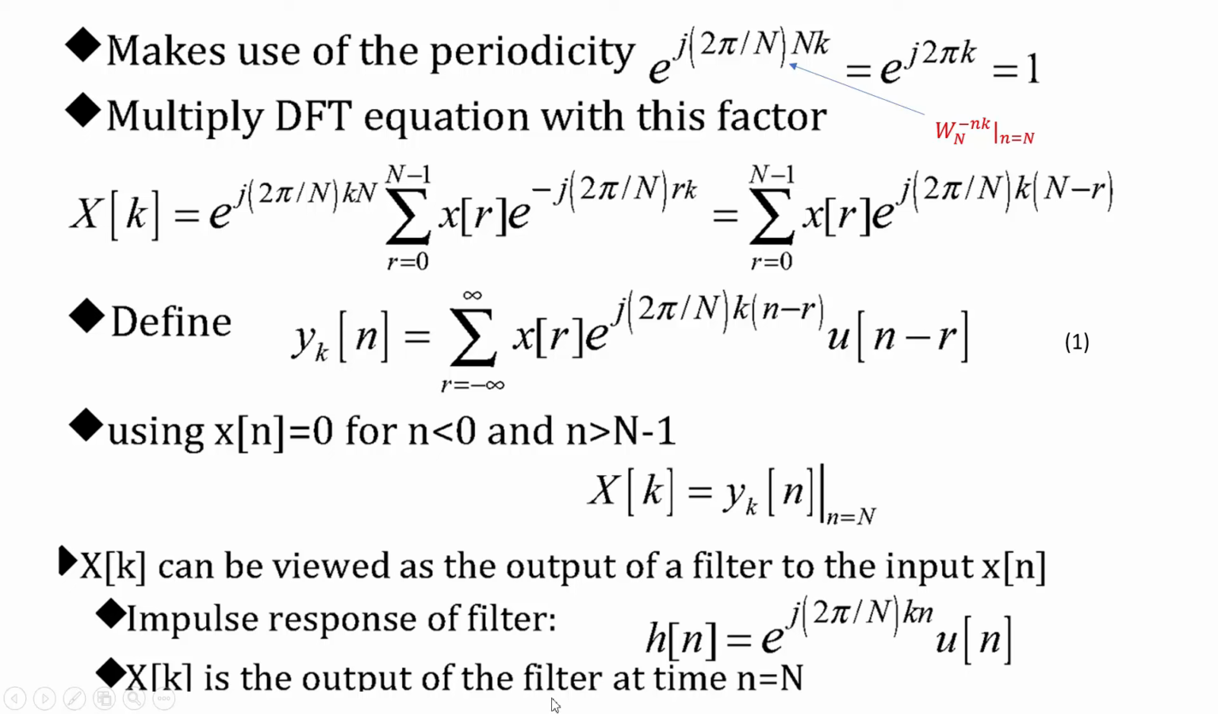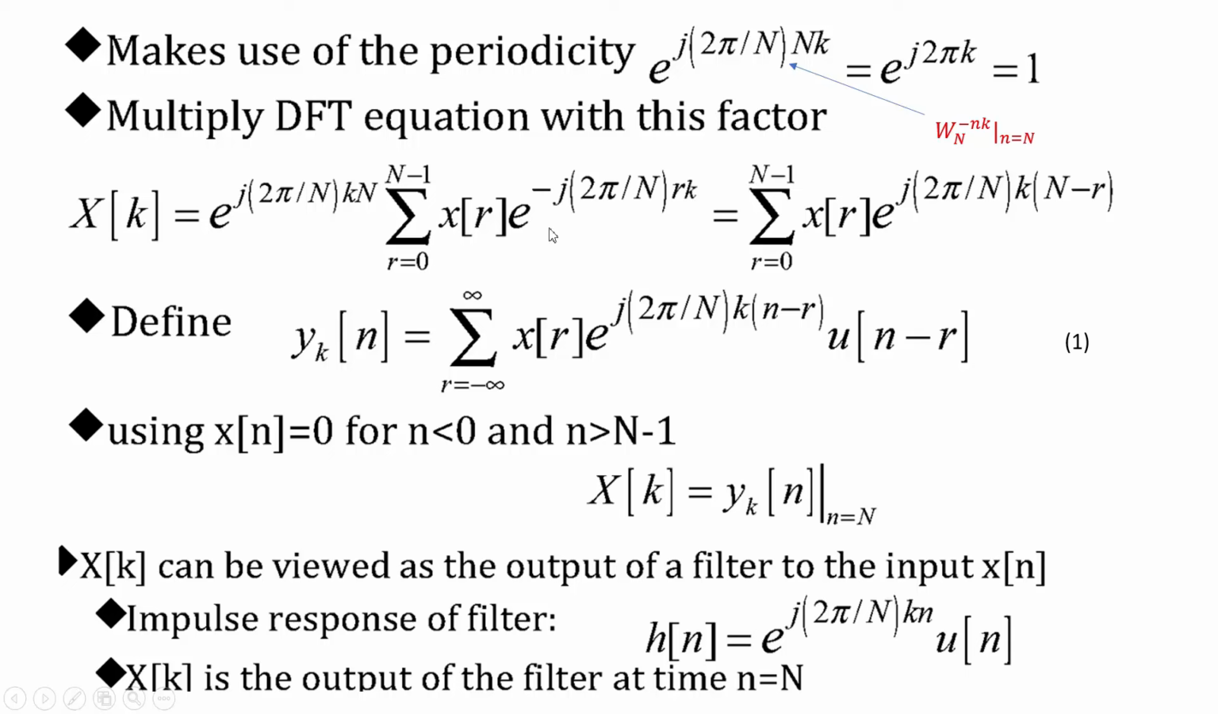Once I pass this input through this filter, we get y_k(n) when small n is equal to capital N. That is the impulse response of the filter now, but while equating the output to X(k), I will have to put small n equal to capital N. So this is the impulse response of the filter. X(k) is the output of the filter at time n equal to capital N.